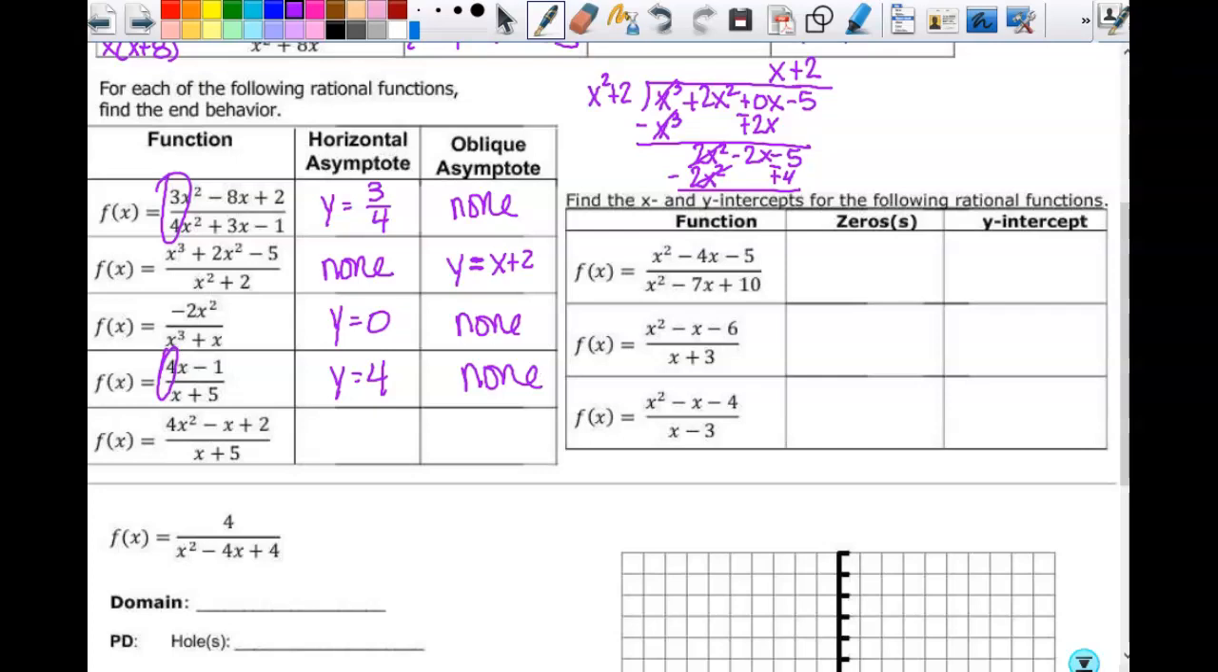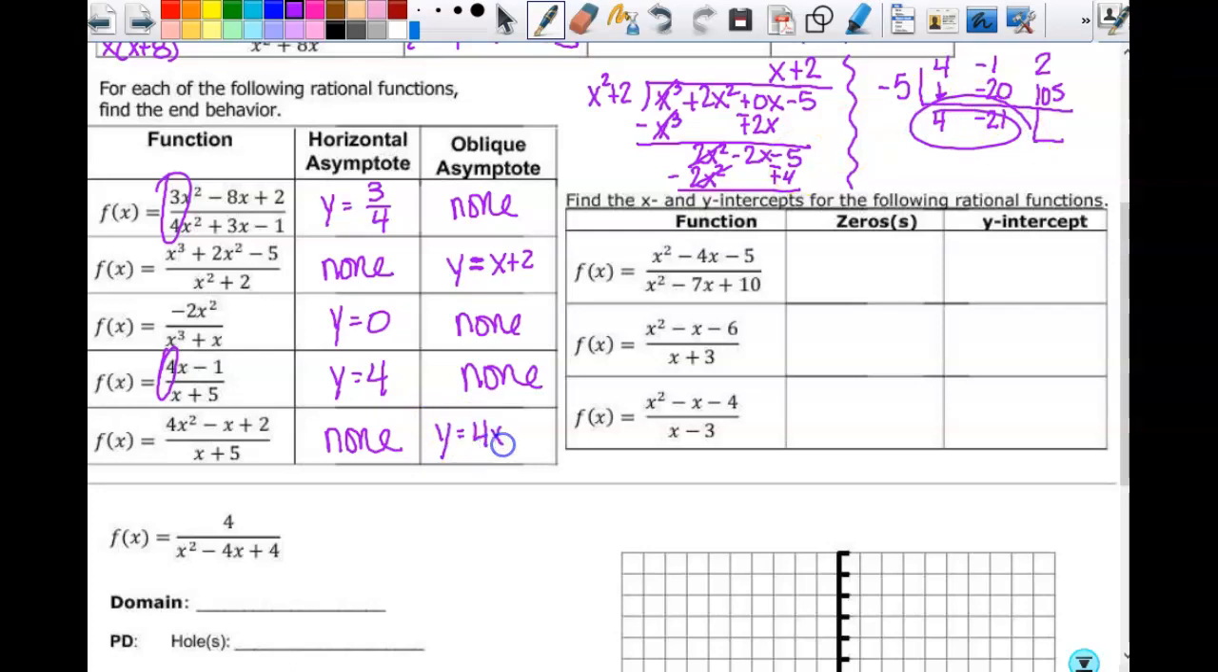Okay, so then this one here, this is top heavy, which means we do not have a horizontal asymptote. Opens the door for an oblique asymptote, and it is just 1 degree higher. Now, in this one, I can do synthetic division. That's great news. So I'm going to have a negative 5 out here, and then 4, negative 1, and 2. Bring down my 4, and this gives me a negative 20. This is a negative 21, and then this is positive 105, which is completely irrelevant, because this is all I really need here, and this is y equals 4x minus 21.